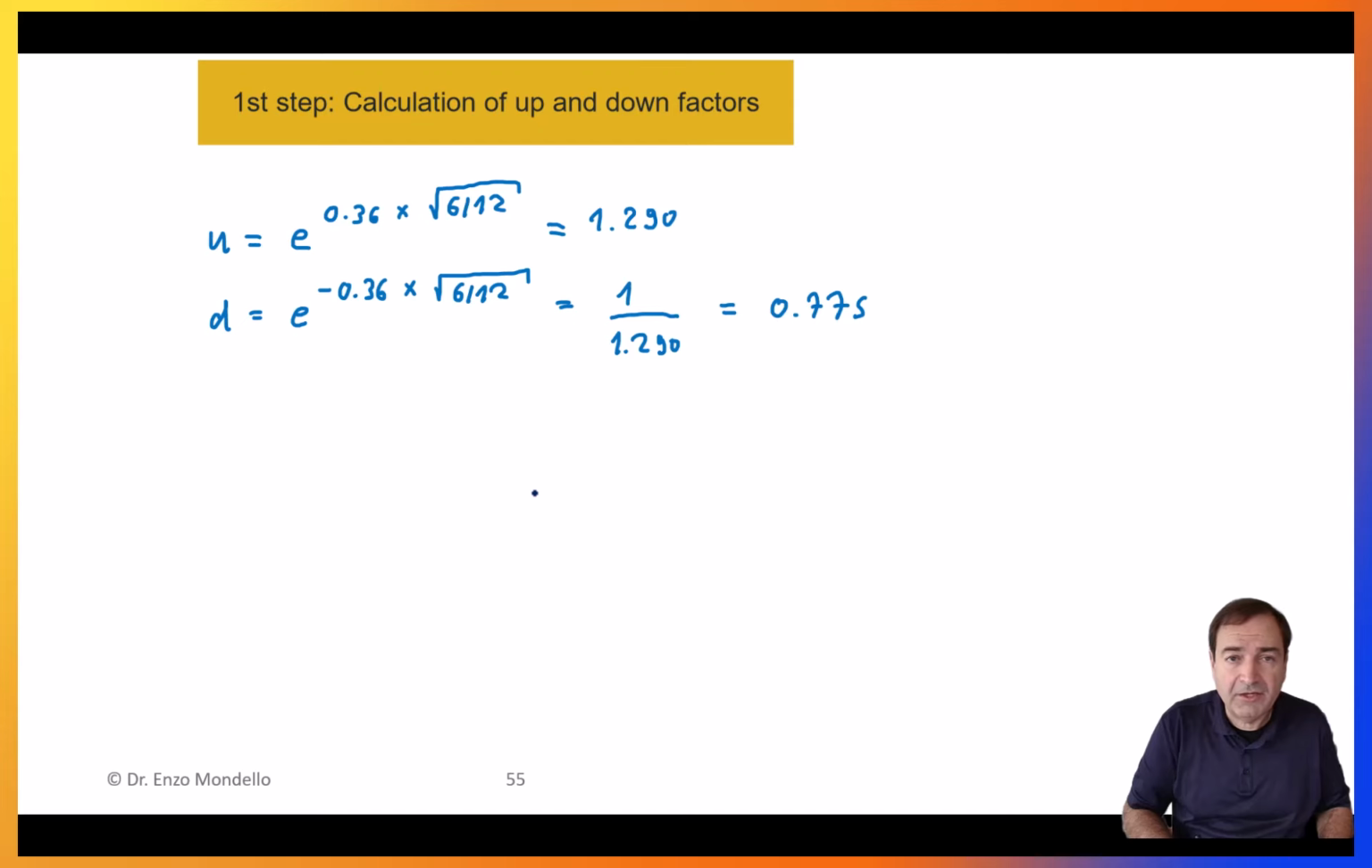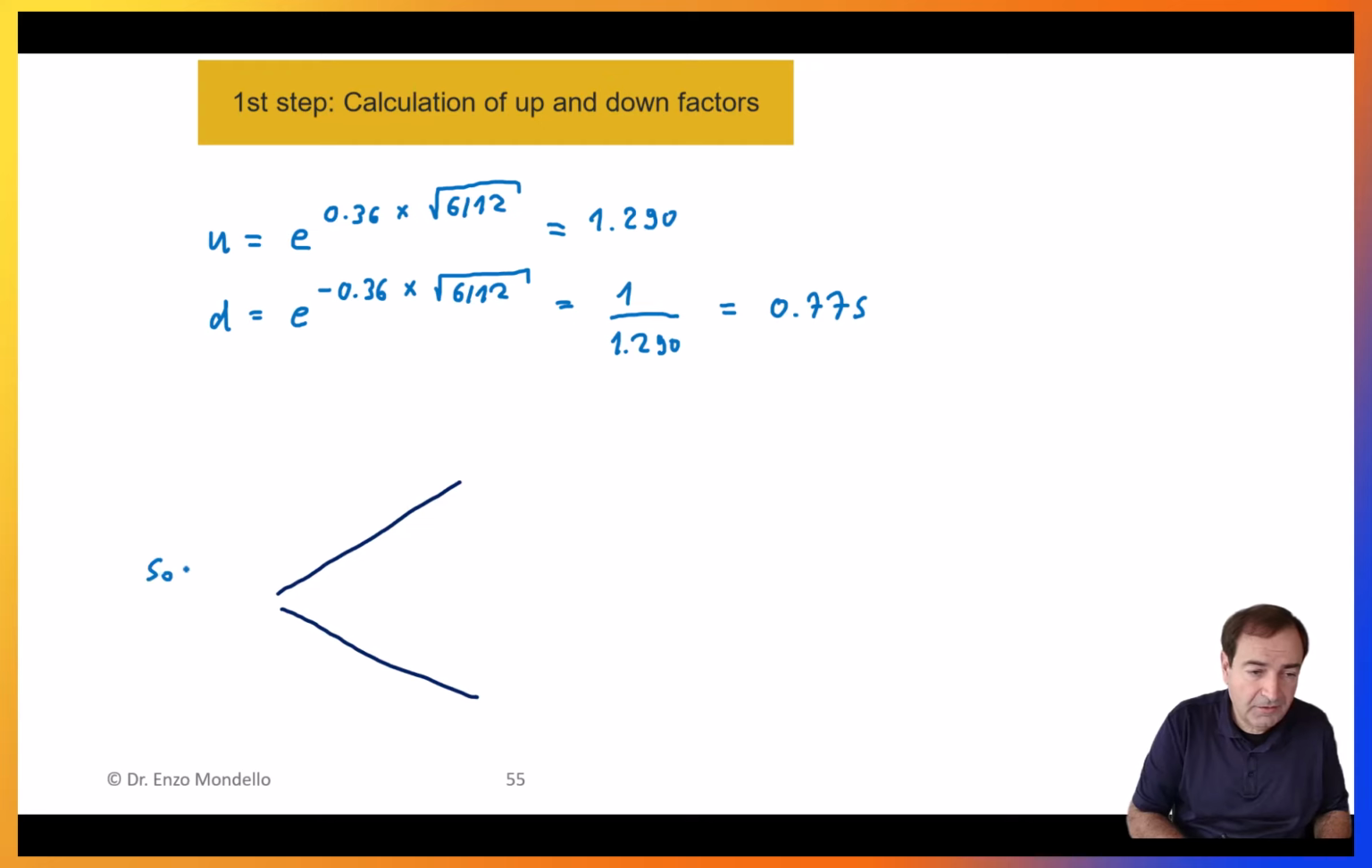With these up and down factors, we can calculate the share price after an up move and after a down move. To visualize the calculation, I draw a binomial tree over a period of 6 months. The share price on the valuation date is 61.15 euros.